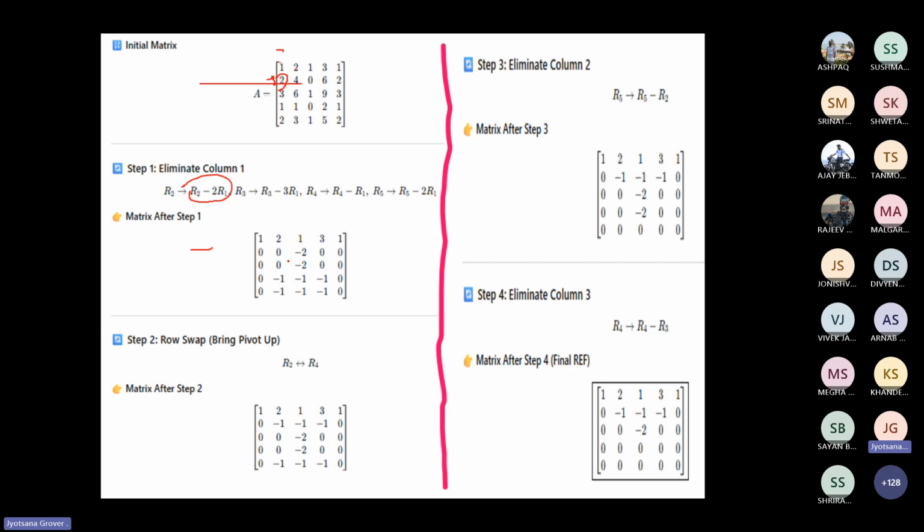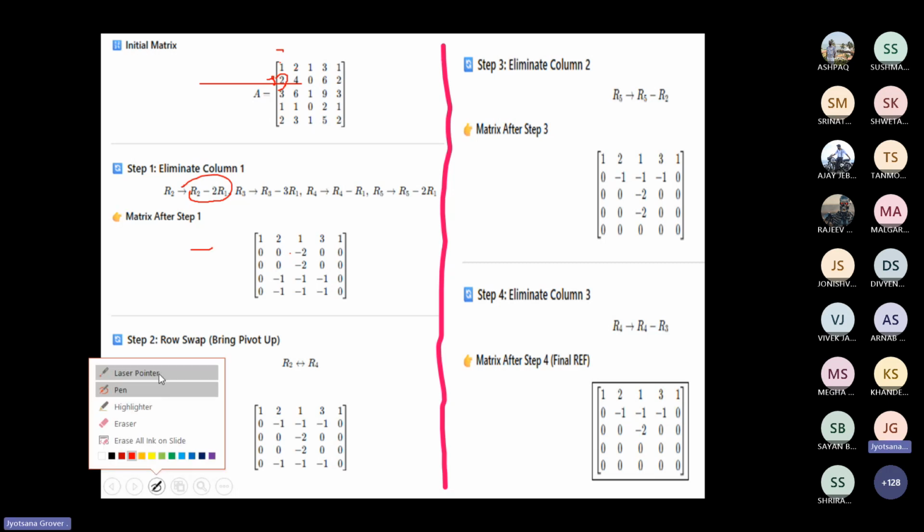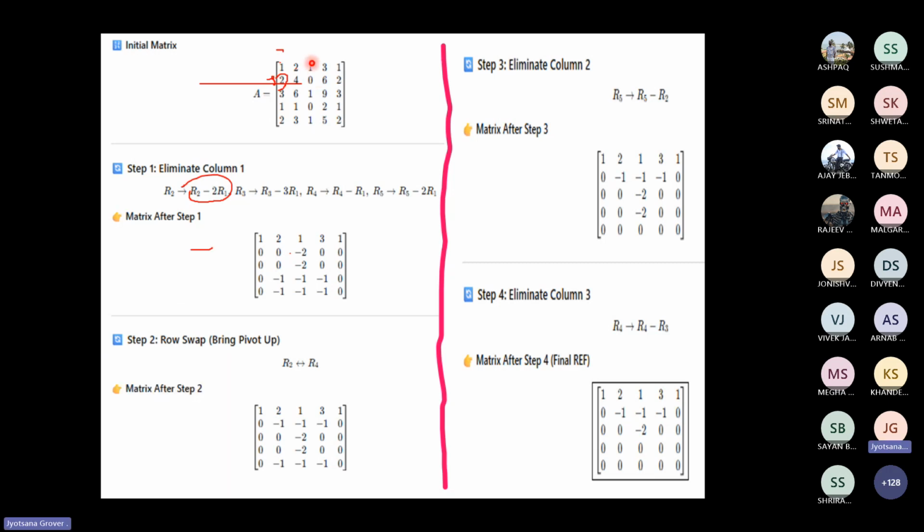Then 0 minus 2 is minus 2. 6 minus 3 into 2 is 0. 2 minus 2 is 0. Okay, you got this, correct? Yes, ma'am. And now you have to make this entry 0. How will you make it? Because you want to convert all these entries to 0, so you have to take the operation with respect to R1.